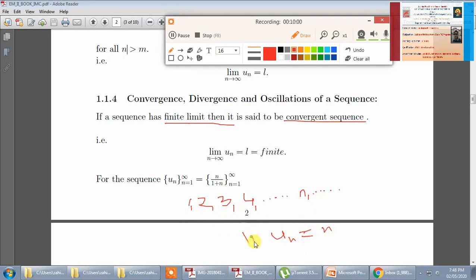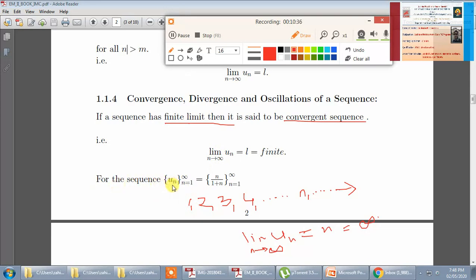If you take the limit as n tends to infinity and put n equal to infinity here, definitely the value will be infinity. What is the meaning of that? This limit is not finite, it is infinite. Therefore this sequence is not convergent, and if it is not convergent, then it is divergent. So if the limit is finite, the sequence is convergent, and if the limit is infinite, the sequence is called a divergent sequence.